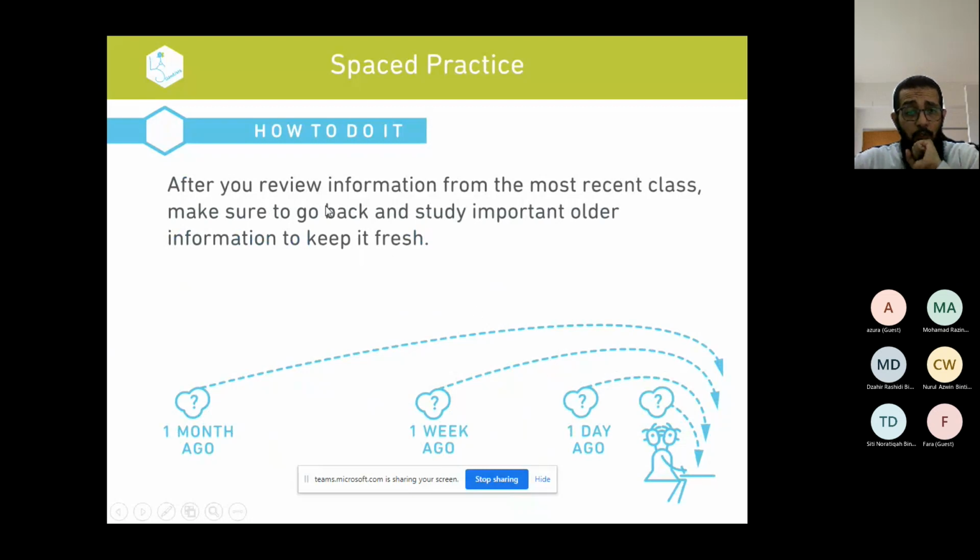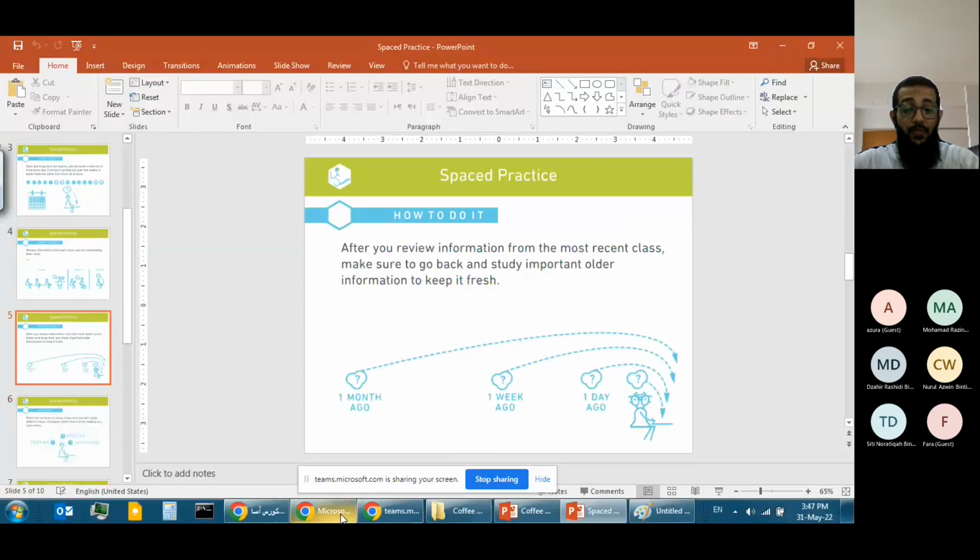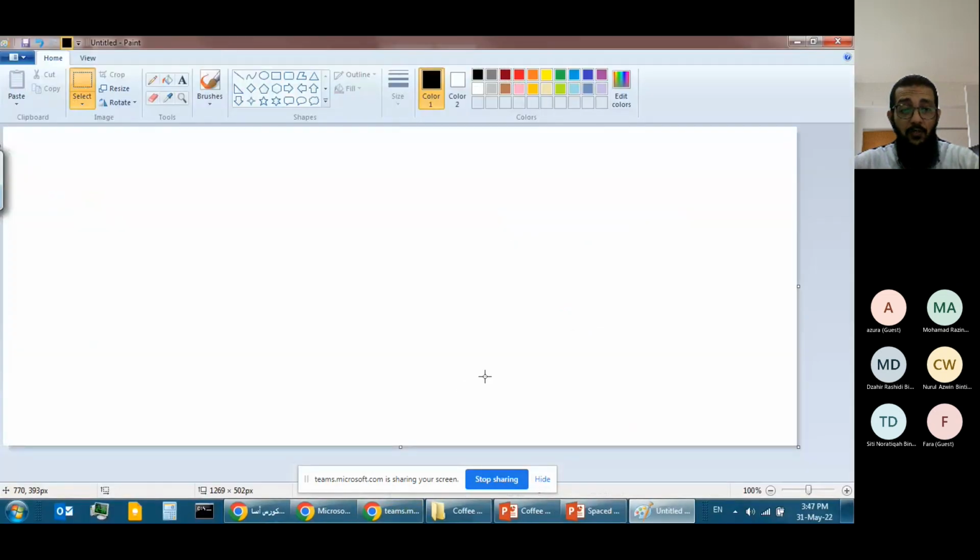But in short, after you review information from the most recent class, make sure to go back and study important older information to keep it fresh. Whenever you review, of course you will review the material from the morning of this day or 1 day ago. Don't forget also to review 1 week ago, 1 month ago. This is called retrieval practice. It's very, very useful because it overcomes this one. I will just show you because it is not in the slides.